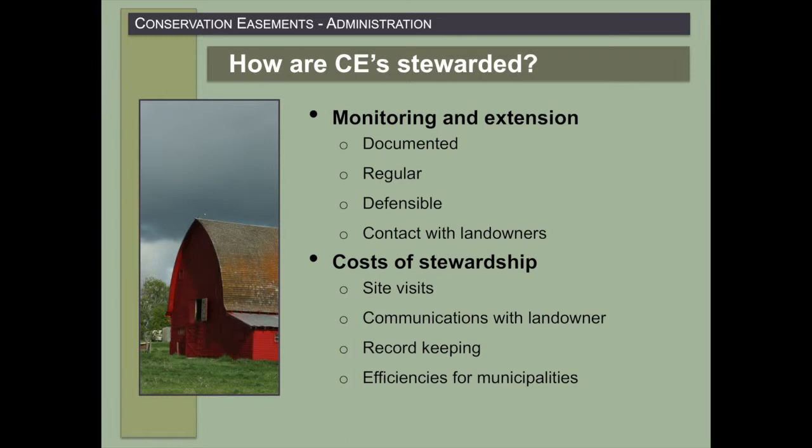Somebody bought a property and it had a conservation easement on it, and they decided they didn't want it, so they just ignore it. Then the land trust has to make sure that they've done their due diligence and that they've got information to take forward. That's why the stewardship monitoring side is really important.